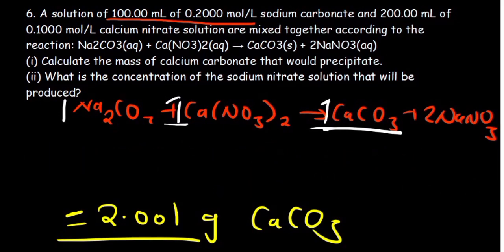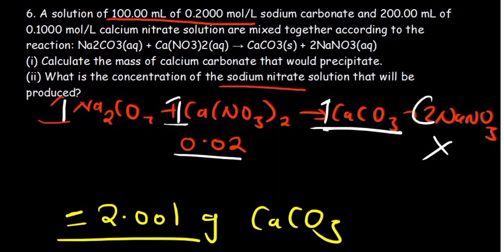Then moving on to the other question, which says what is the concentration of the sodium nitrate solution that will be produced. These are in the ratio of 1 to 1, sorry, in the ratio of 1 to 2. So finding the value of x here requires us to multiply. Since here we have 0.02, it is supposed to be doubled. So our value of x is 0.04.